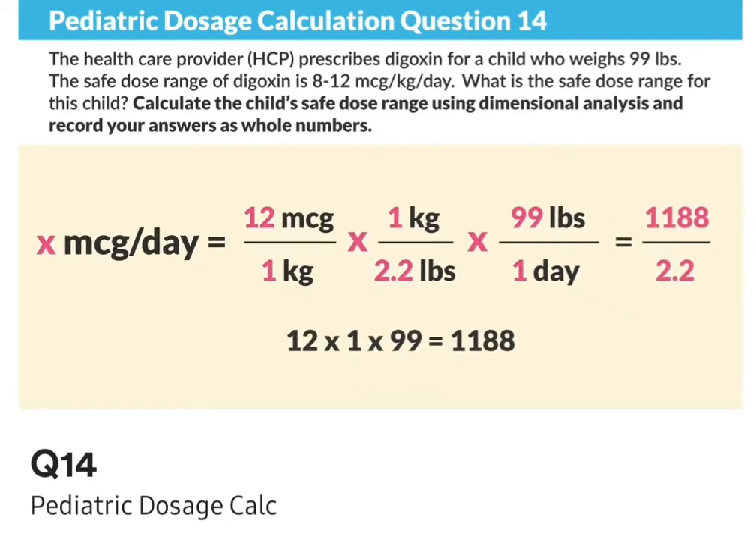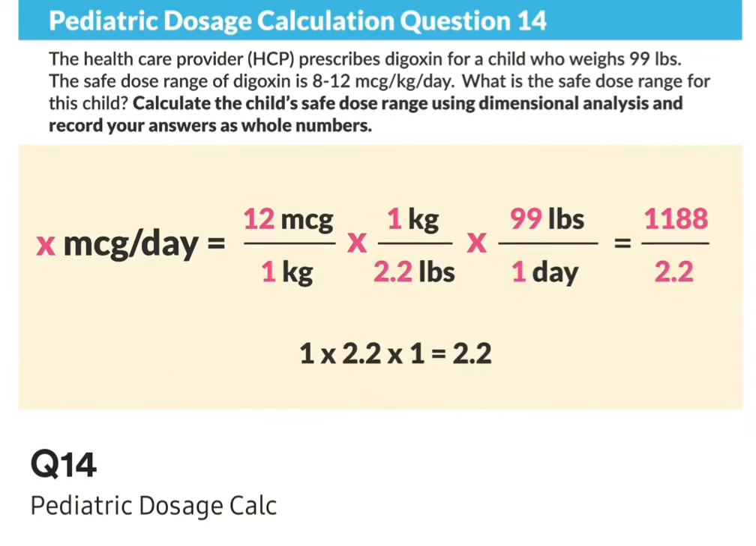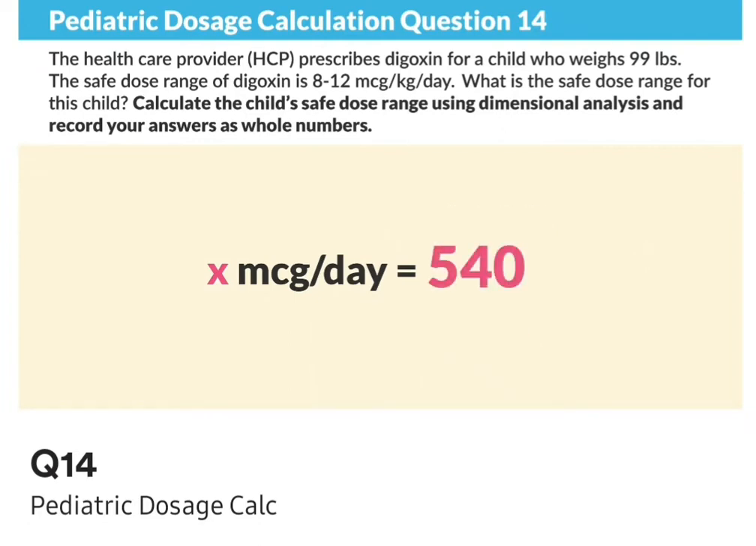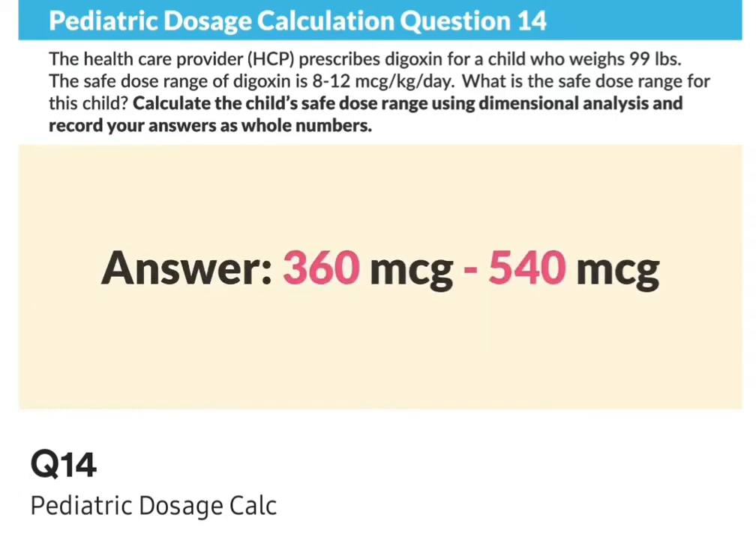Okay, so multiplying across and on the bottom here, we get 1188 over 2.2. So once we divide, we have a max dose of 540. So our correct answer for a safe dose range is 360 micrograms to 540 micrograms.